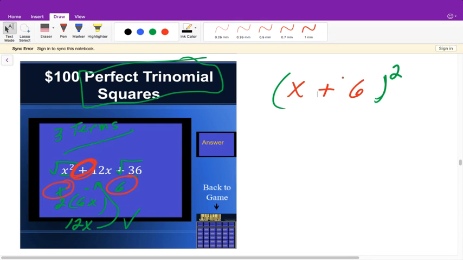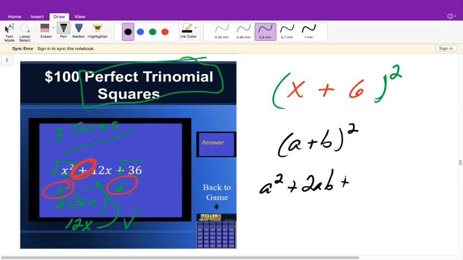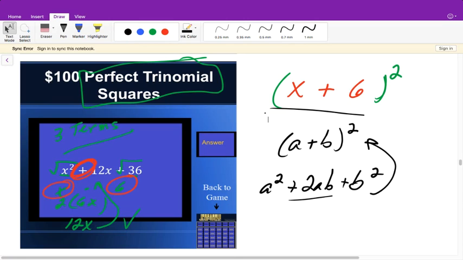Because if it is a perfect trinomial square, we learned in chapter 4 that there are formulas, a plus b squared, and that gave us a squared plus 2ab plus b squared. So what we're doing by taking these square roots and multiplying it by 2 and all that is we're seeing, is this type of problem? Is it a binomial square? So if it checks it all out, this is how it's got to factor.